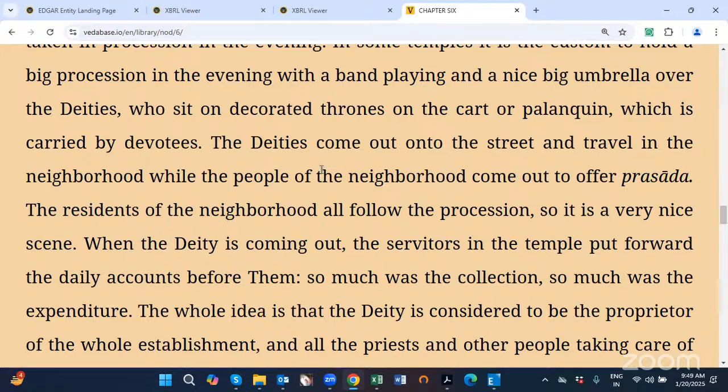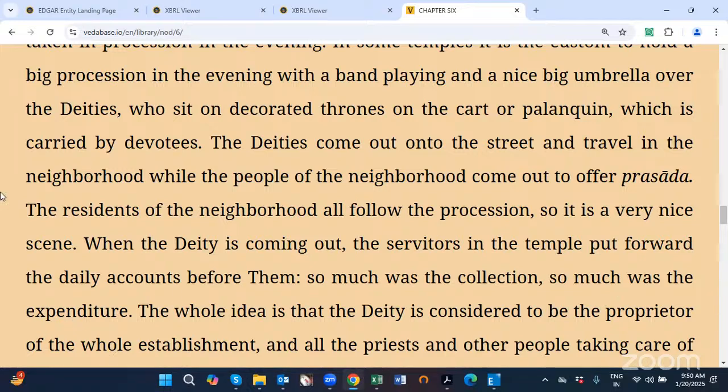The deities come out onto the street and travel in the neighborhood while the people of the neighborhood come out to offer prasad. The residents of the neighborhood all follow the procession. So it is a very nice scene. When the deity is coming out, the servitors in the temple put the daily accounts before the deity: so much was the collection, so much was the expenditure.